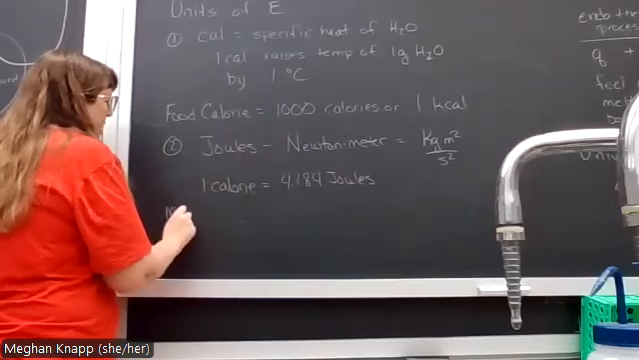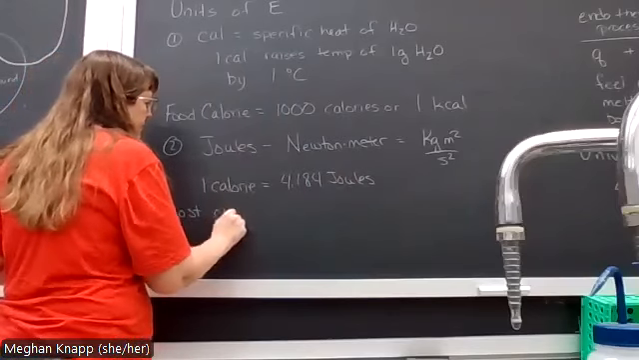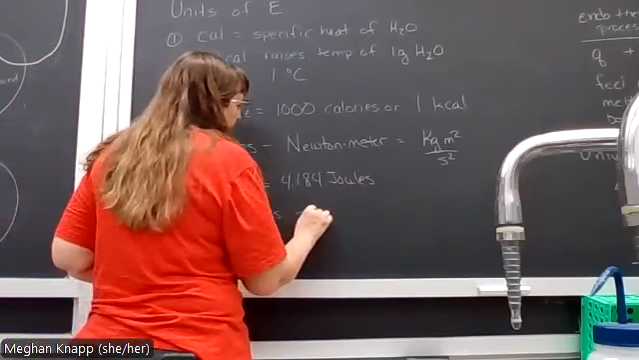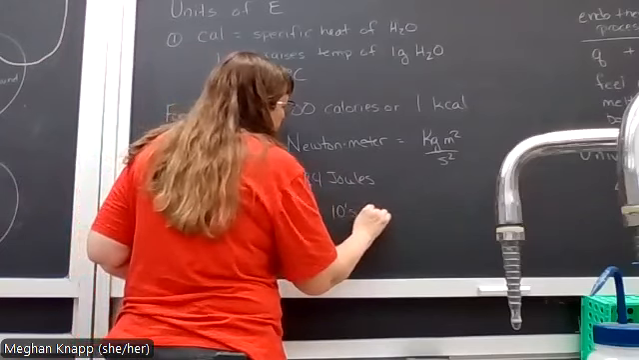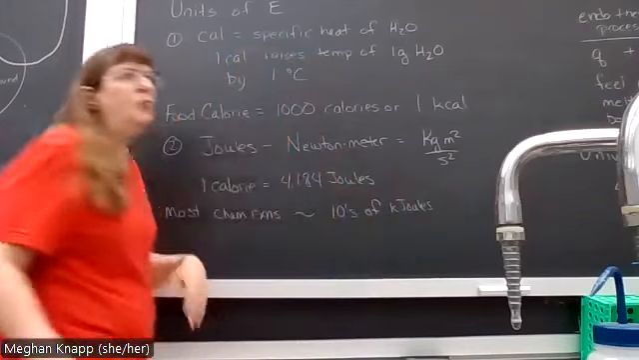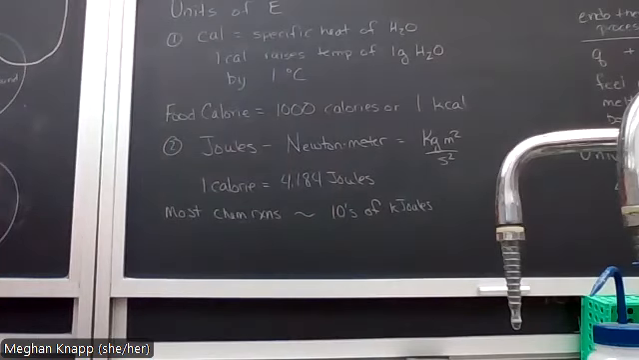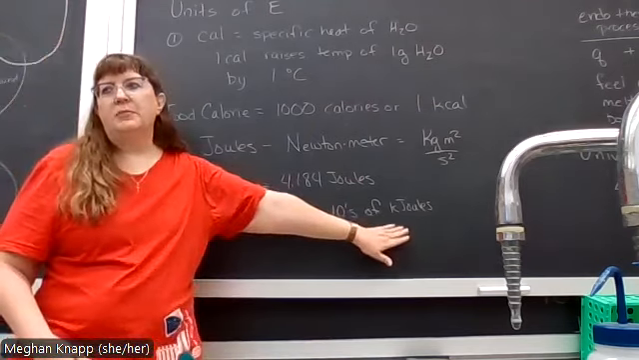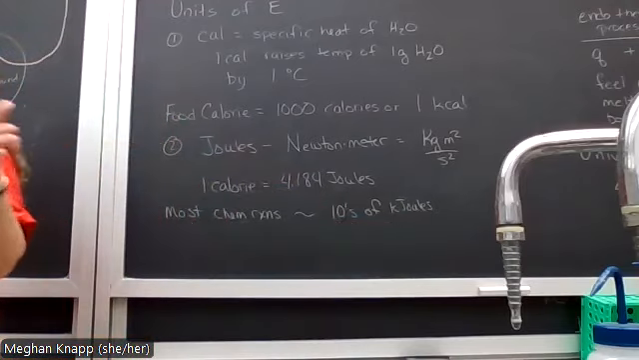And most chemical reactions are in the tens of kilojoules. If I see how many kilojoules of energy are either absorbed or released when I do a particular chemical reaction, it's usually going to be like 15 kilojoules per mole or 100 kilojoules per mole, somewhere in that ballpark. So we'll see kilojoules quite a bit just because everything's up in those big numbers. Okay.